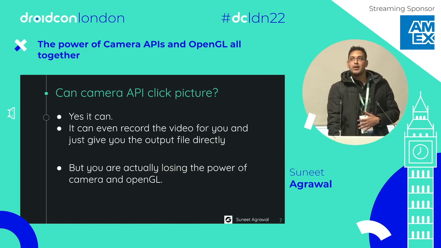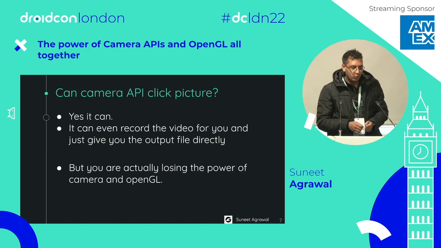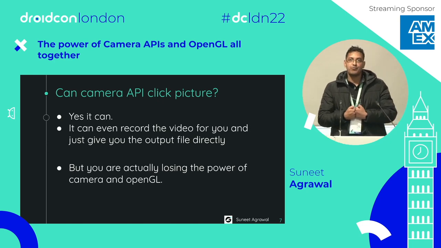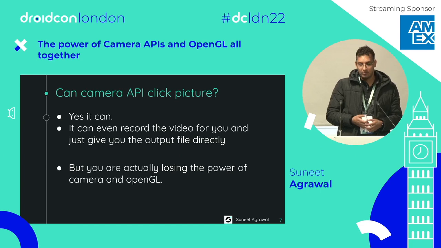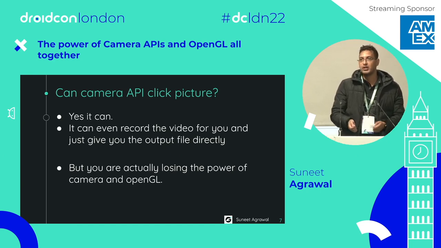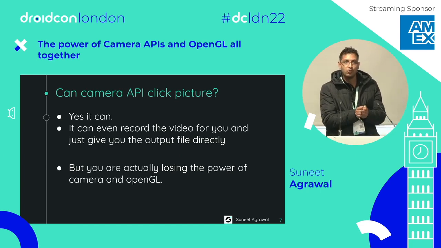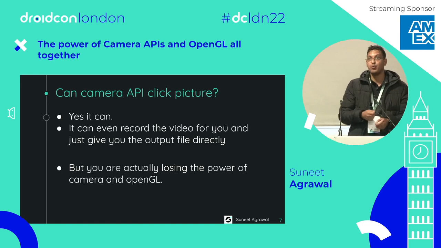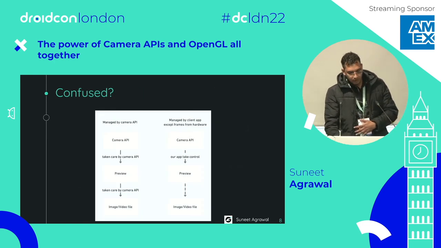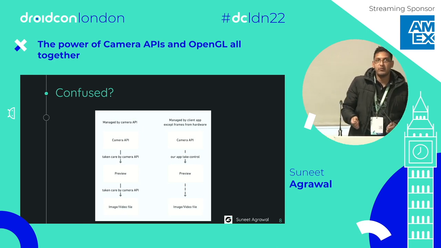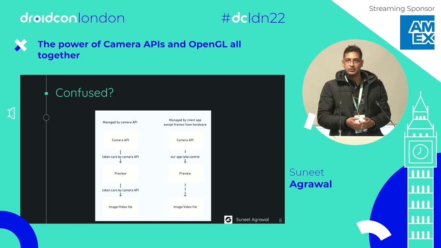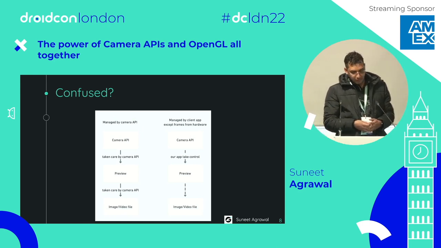Now think about the applications that want to actually leverage the power of OpenGL, right? Think about major use cases, like social media apps. We are going to look at the use cases, but we don't want to lose the power. Then we need to have a look at what we can do. So yes, we lost the power when we asked the API to click a picture for us. What do I mean by that?